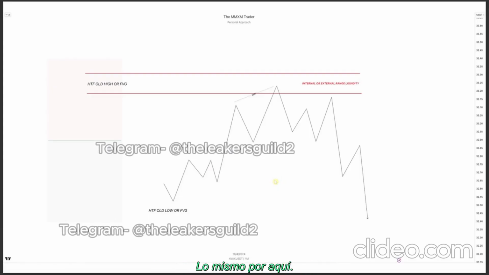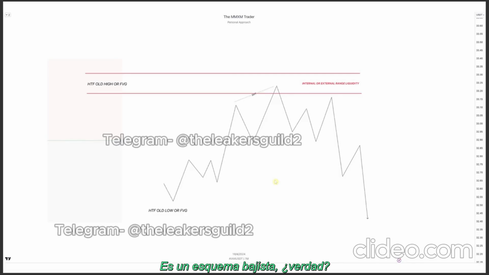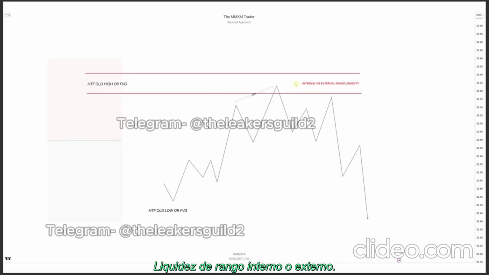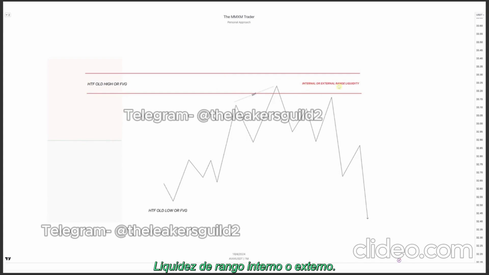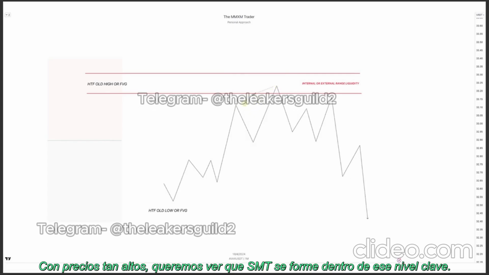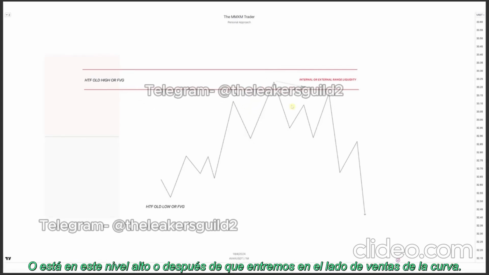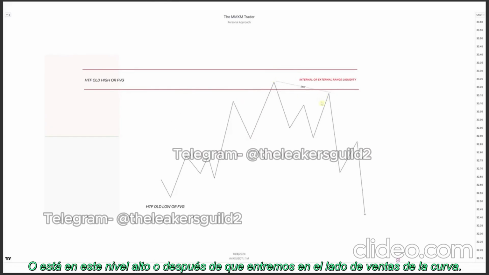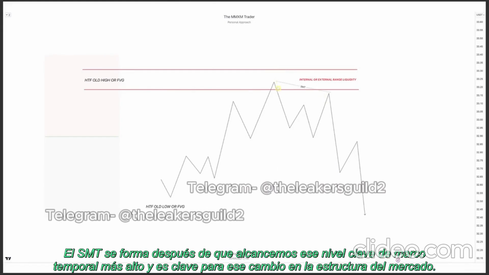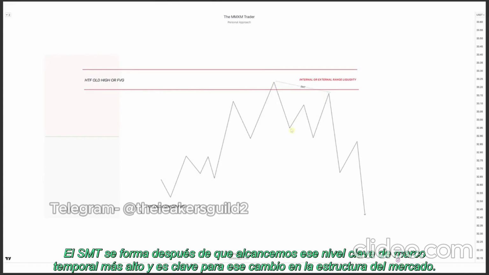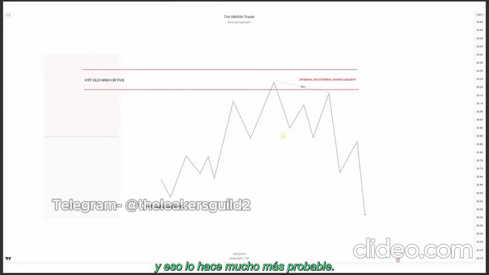Same thing over here. We've got a bearish schematic, right? A higher time frame old high or a fair value gap, which is either internal or external range liquidity. So if price hits that, we want to see that SMT form within that key level. It's either on this high or after we go into sell side of the curve. And the SMT that forms after we hit that higher time frame key level is key for that market structure shift, and that makes it way more high probable.